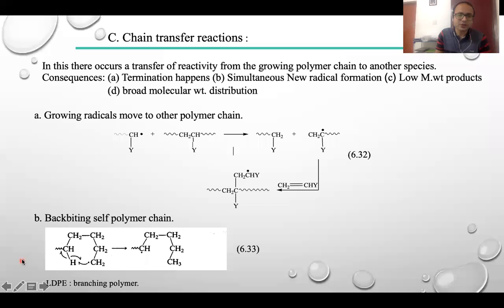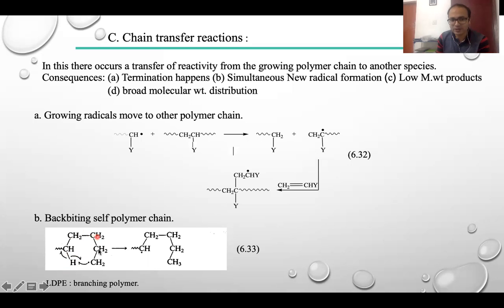Another important thing that you will find here is chain transfer happening because of self backbiting. This is called backbiting. The growing chain radical will backbite its own CH bond, thereby generating a radical somewhere in the middle of the polymer chain, and therefore a branch can generate here. So branching can be generated by transfer of the radical to another neutral polymer chain, or by transferring the radical somewhere to the middle of its own chain. Okay, so this is possible.